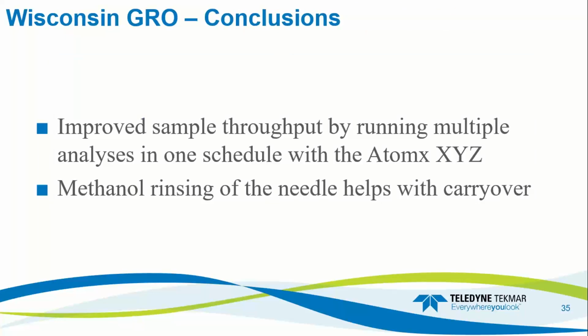The XYZ has proved to be an excellent system to increase productivity in the lab. You can improve sample throughput by running multiple analyses in one schedule on the XYZ. By running this application on a single system, we saw MDLs as low as 0.15 ppb for the water method and 0.4 ppb for the soil method.